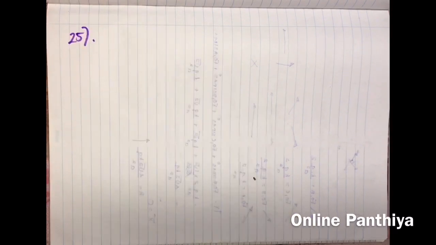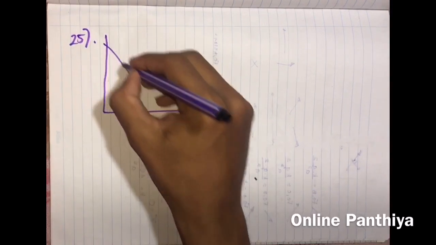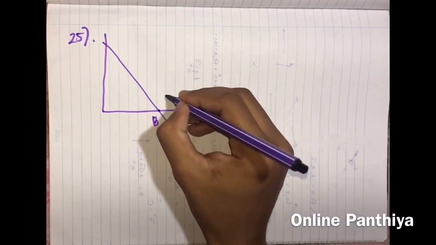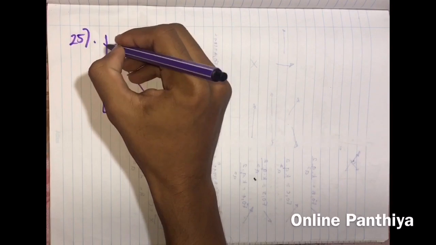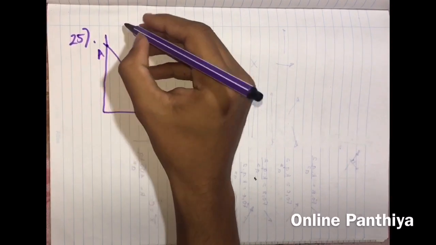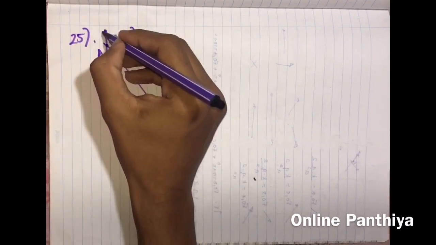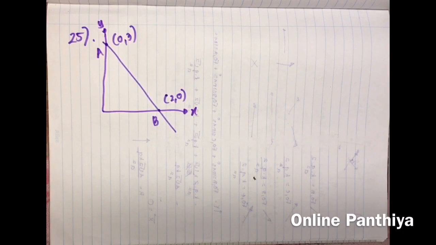The 25th one. Find the gradient of the straight line which passes through the points A and B. There is a line. They are asking you to find. This is B. Coordinates are given as 2 and 0. And here they have given you the coordinate 0 and 3. Also they have said this is y and this is the x-axis. Now how do you find the gradient?